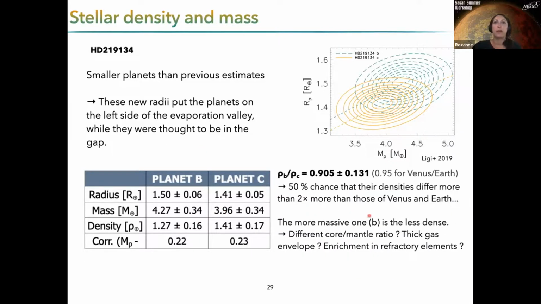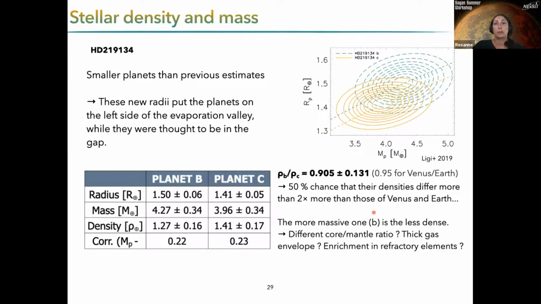So that's quite interesting. And if you see the ratio of the two densities, actually there are chances that the difference in their densities is larger than the difference between Venus and Earth. So this has implications for planetary formation. So where does this difference come from?